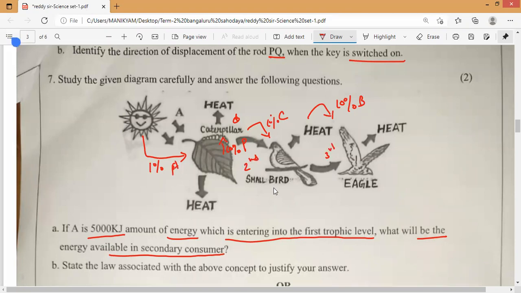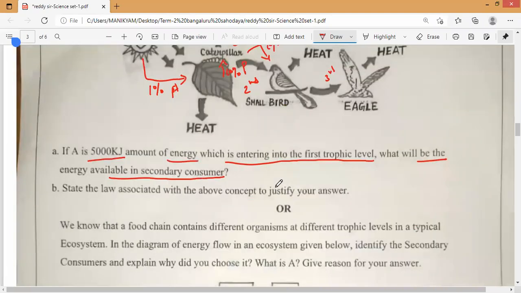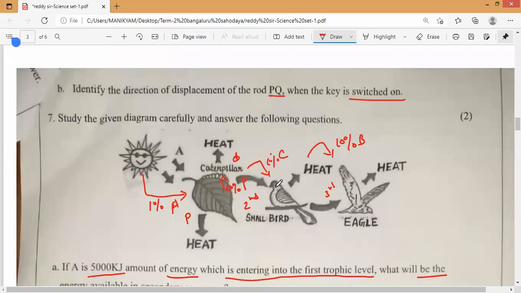So if you notice here, who is the source of a consumer? The leaf is called the producer. Caterpillars are called primary consumers. Yes or no? Birds are called secondary consumers, and eagles are called what, guys? Tertiary consumers. Yes or no? So that is what is happening.